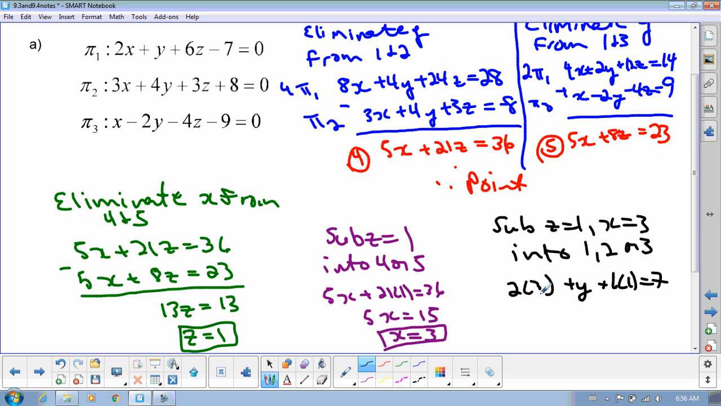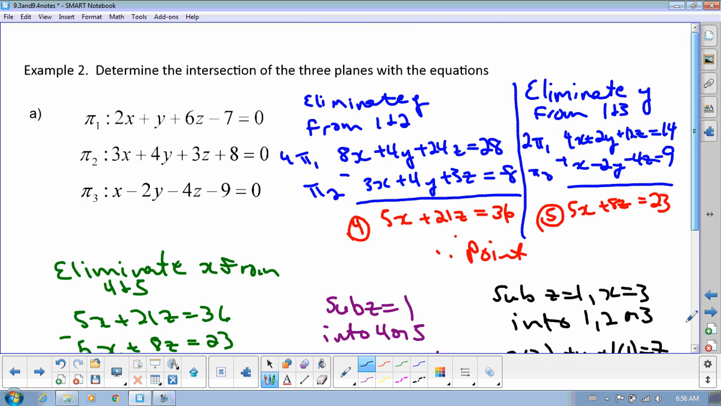So I have 2 times 3 is 6. So let me just look at this. So 2 times 3 is 6 plus that. So this is a 6, not a 1. Okay, so that makes more sense. 6 plus 6 is 12. So y is going to equal negative 5.